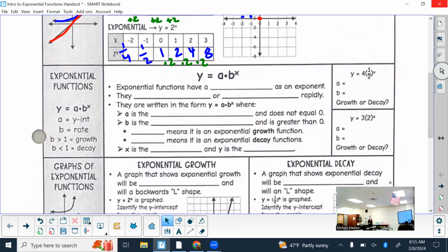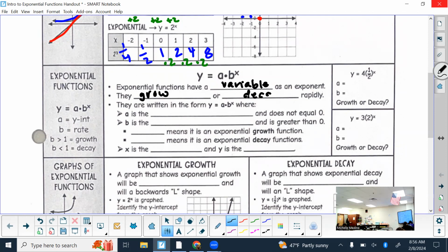All right, now this part's your vocab. So exponential functions have a blank as an exponent. All right, they have a variable as an exponent. They blank or blank rapidly. What should go there? Good. You could also say increase or decrease, but grow or decay, I think, is more like our exponential function unit. So they grow or decay rapidly.